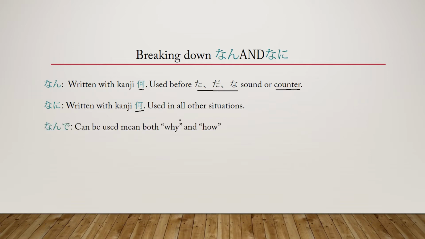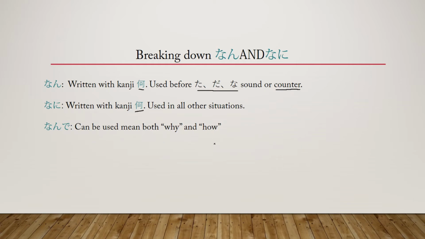However, there is a little bit of a tricky area, and that's with the word nande. Nande can be used to mean both why and how. Nande is a more colloquial version of naze, and it's also the word nani, or this kanji right here, plus the particle de. When it's used as the colloquial form of naze, then it's meaning why. However, when it's used as the nani or nan plus de, then it means how.